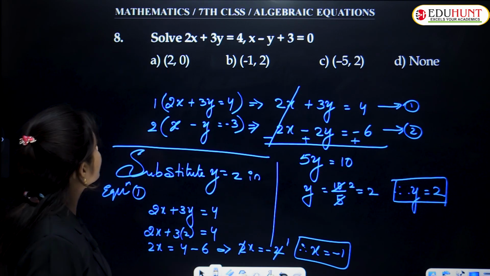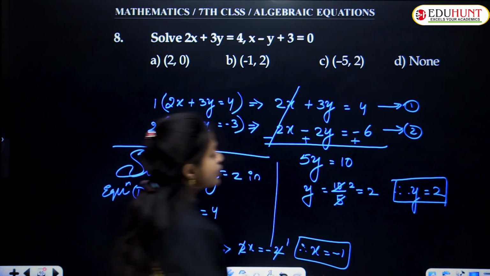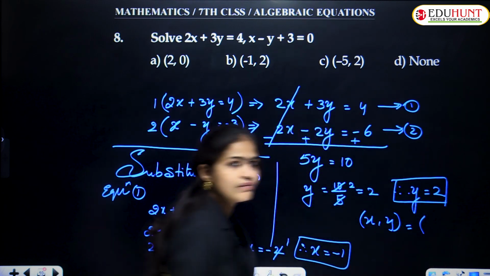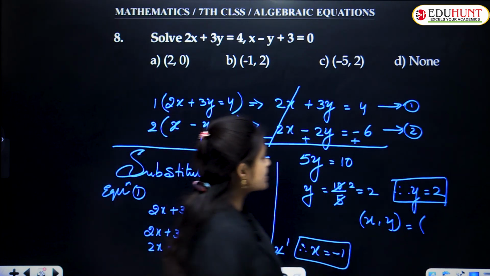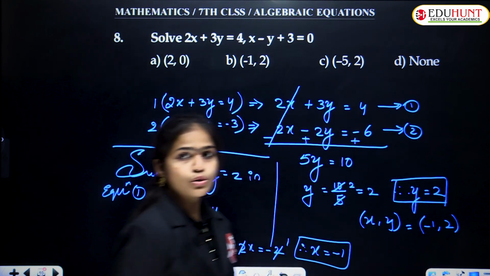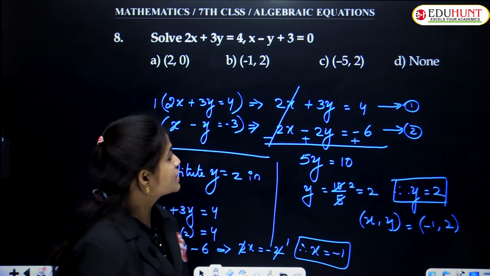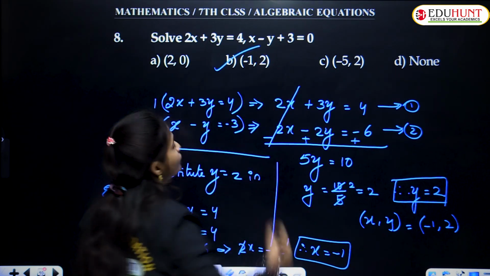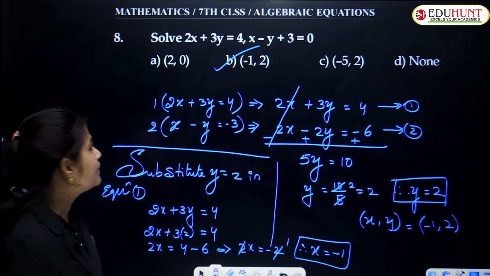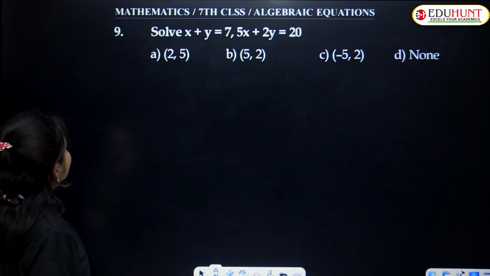Okay. Now, what they ask me here, ordered pair they given. So, x comma y we need to find. So, now we have that x value and y value, no? So, at the place of x that is minus 1. At the place of y that is 2. So, what is that ordered pair here? Minus 1 comma 2. So, which option is correct here? That is option B. Okay. So, let us see that next 9th question.